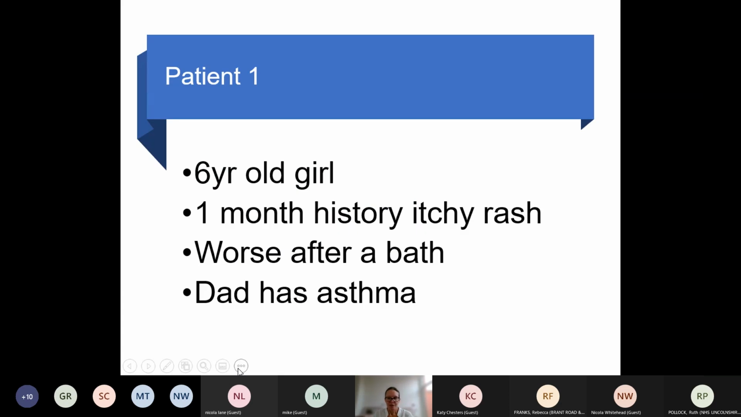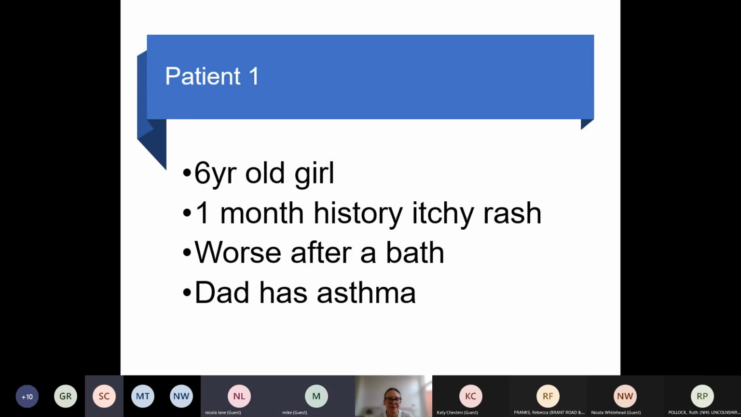So this is the first patient. I've put in the history that this first patient is a 6-year-old girl who has had an itchy rash for the last month. They noticed that the rash is worse after a bath, and they said that the dad has asthma. Is there any other questions that you'd want to know from this patient before you examine them? Anything else you think would be helpful? Whereabouts is the rash? Yeah, good. And it's on her arms and legs.